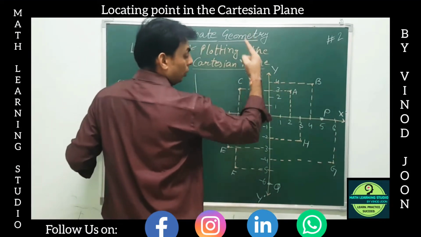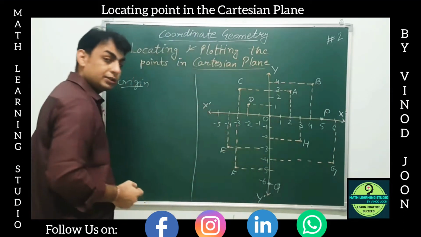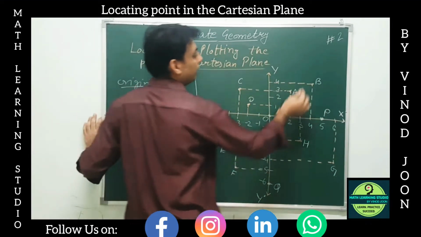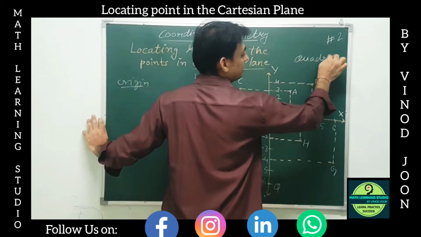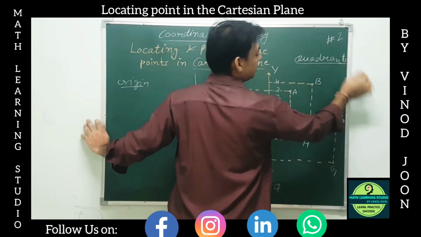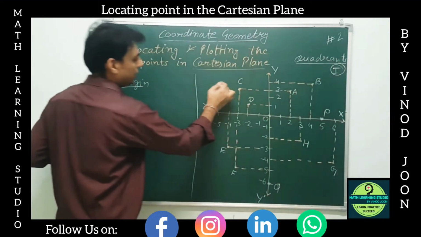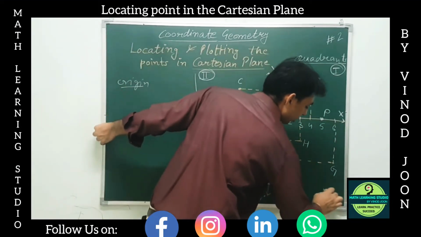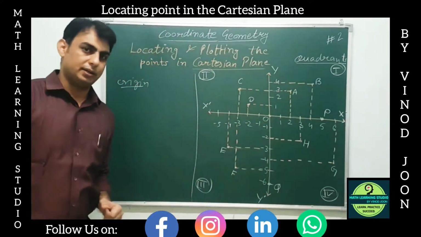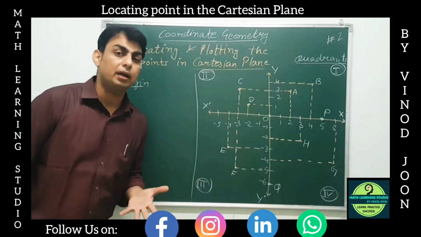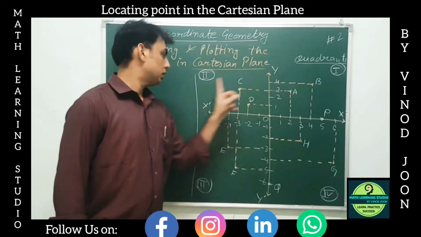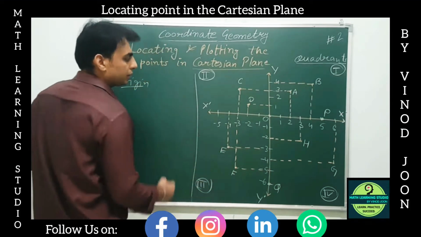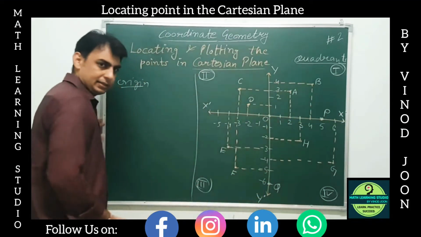Now there are four sections made of a plane when we draw these two lines, and each of them is called a quadrant. So this is quadrant number 1, this is quadrant number 2, then number 3, and the last one is number 4. So we have these four quadrants. Any point which lies in a Cartesian plane may have 6 locations: 4 in these quadrants, and 2 locations may be anywhere on these axes.